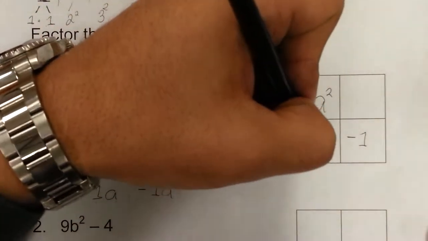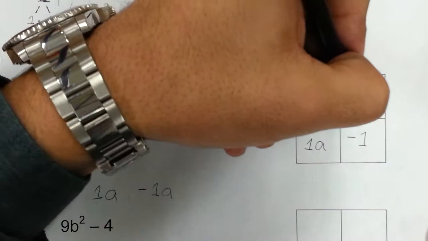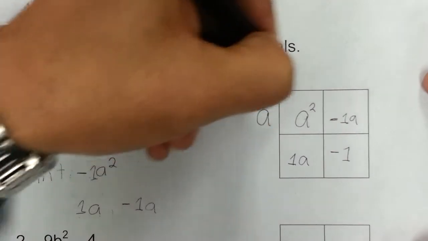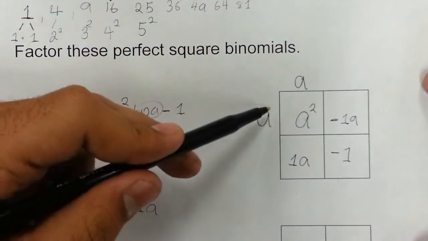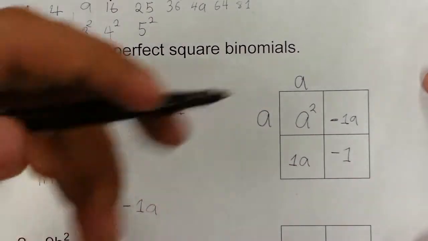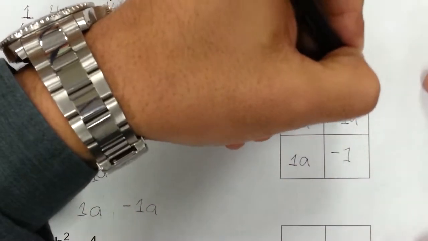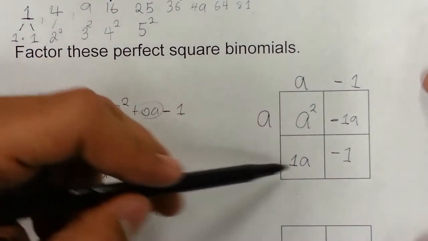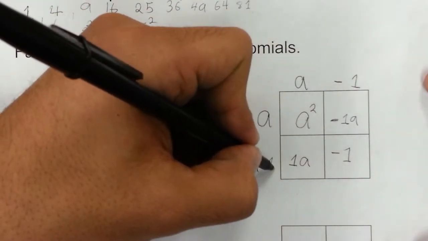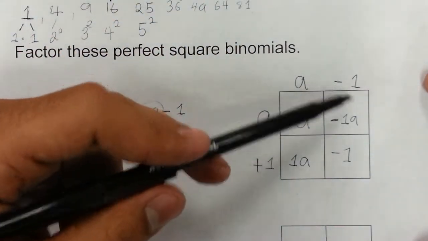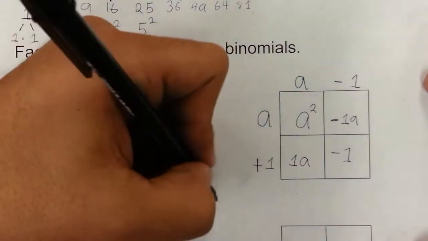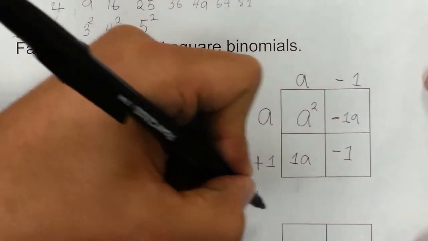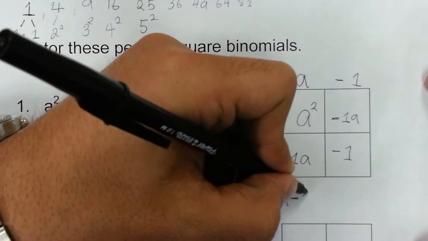Let's fill in our box. Now we've got the 1a, and then we've got the negative 1a. Well, let's think. A times a would give me a squared, so I already have that. Now what times a would give me negative 1a? Well, I would just have to multiply by negative 1. And what do I multiply by a to get 1a? In this case, I just multiply by a positive 1. And if you notice, a positive 1 times a negative 1 makes a negative 1. So the correct factorization for a squared minus 1 would be a plus 1 times a minus 1.